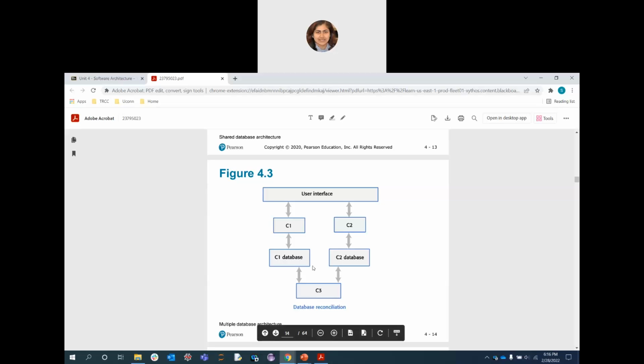But there can be some situations where the multi-database architecture may run more slowly and may cost more to implement and change. A multi-database architecture needs a mechanism, a component C3, to ensure that the data shared by C1 and C2 is kept consistent when it is changed.